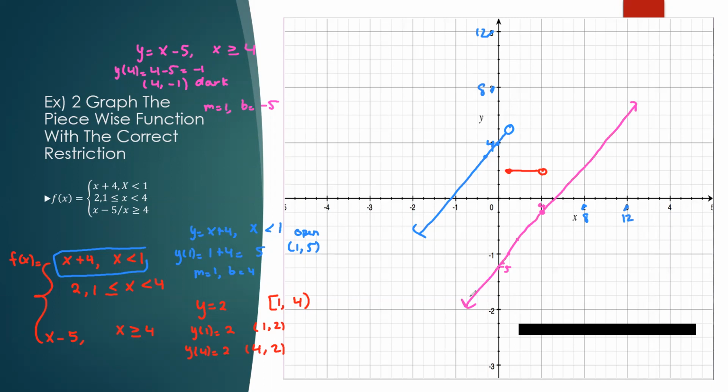Okay, then what we're going to do is erase parts that we don't need. It says x is greater than or equal to 4. So we only care about this side right here. We don't care about anything on the left. So erase this side right here. Okay, that is your piecewise function.